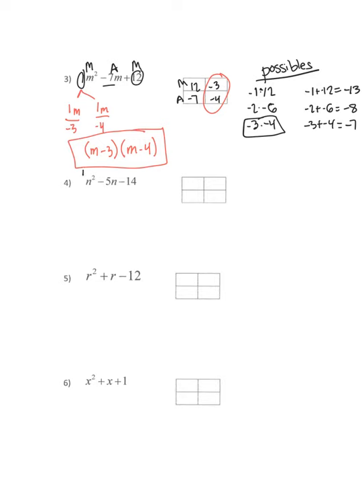Okay, let's do number 4. I'll label MAM. Okay, when I multiply my two constants together, I have 1 times negative 14, which is negative 14. And then my add, I have a negative 5. So let's make my list of possibles.